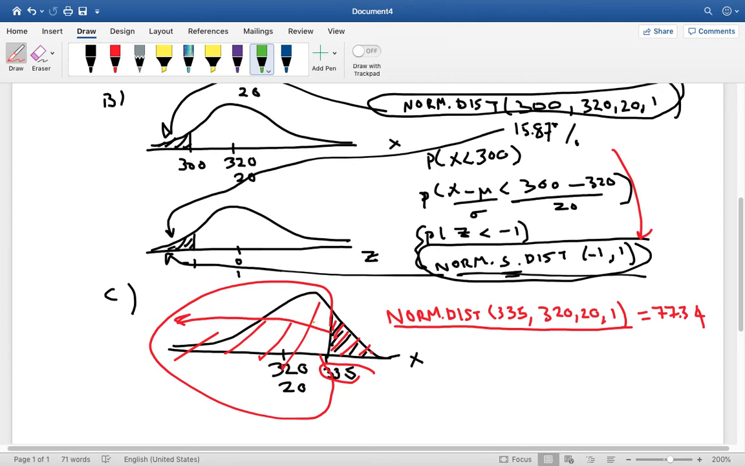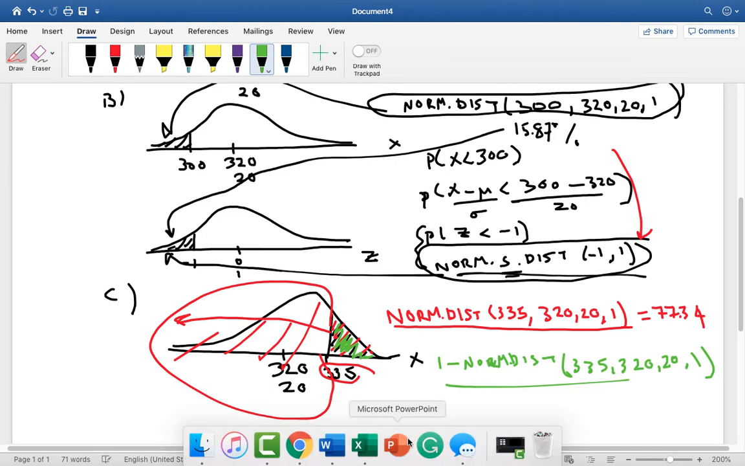The area that we want, let's do that in green now. This is the area that we want to the right. So we have to use 1 minus what we've got above, 1 minus norm.dist 335, 320, 20, and 1. So in the questions above, Excel works to the left, and we were fine, but this one, Excel works to the left, but we actually required the area to the right. So there you go. So this is what we have to do.